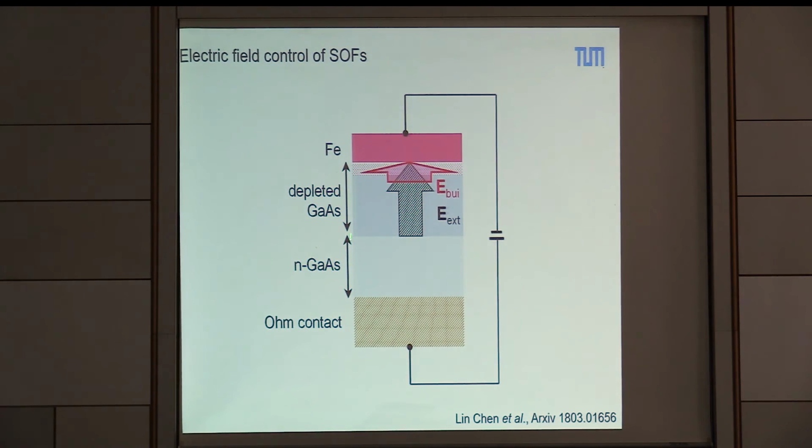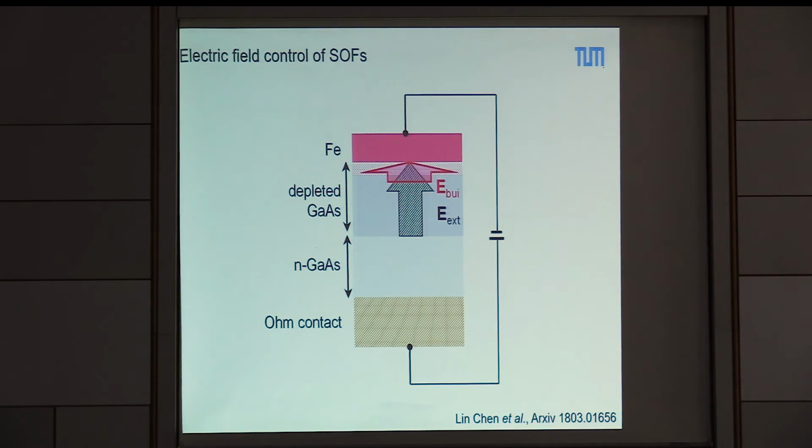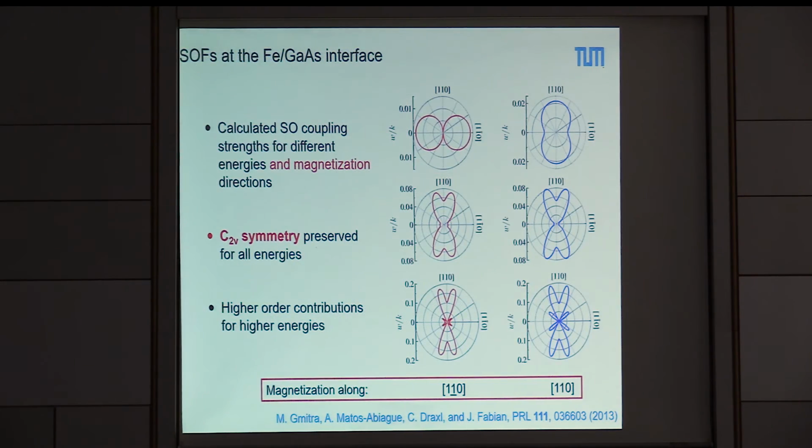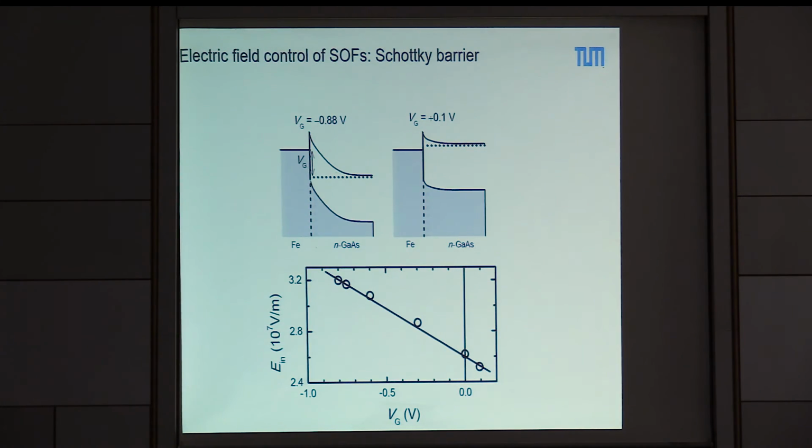All right, now we want to control the spin-orbit fields. So now we design this a little bit differently. We actually add a Schottky barrier here. And with the voltage, we can actually change the built-in field at the Schottky barrier. And this was the motivation. We thought, okay, if we go to higher energies, we see that there's a change in the spin-orbit field. So we should be able to detect this. And this is what happens then.